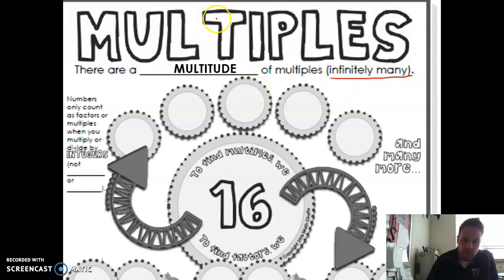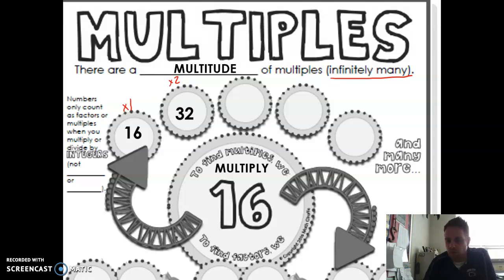And to find these, again, make sure you're getting this down. To find these, we're going to multiply. So down here, to find multiples, we multiply. So here we've got the number 16 we're going to use as an example. So the first multiple of 16 is to multiply it by 1. And that'll give us our first multiple. 16 times 1 is 16. Our second multiple, we're going to multiply by 2. Now what's 2 times 16? 32. Again, multiples, there's a multitude, it'll keep going.